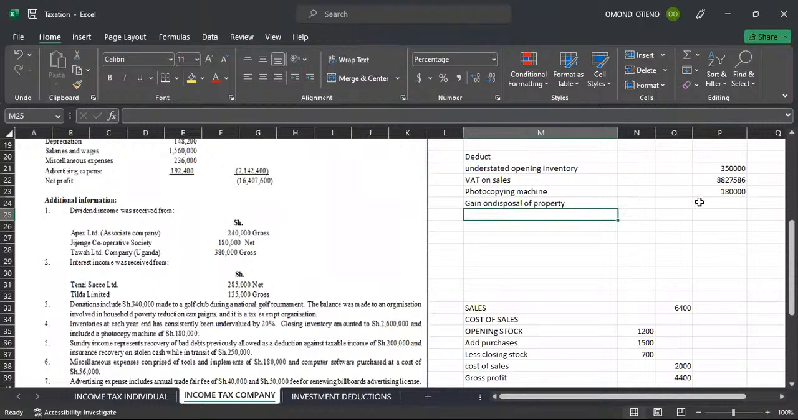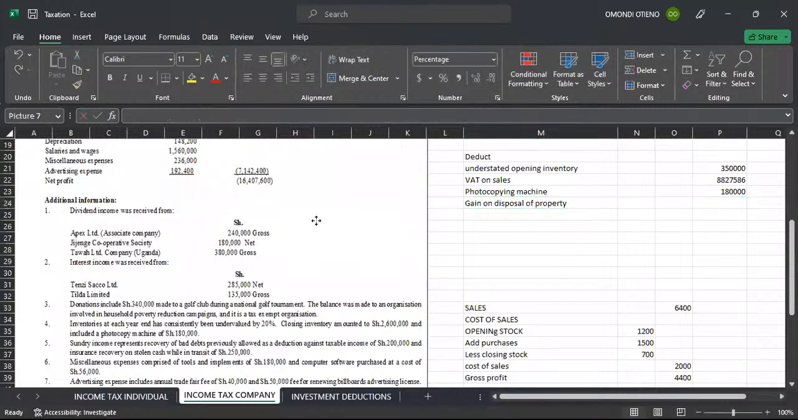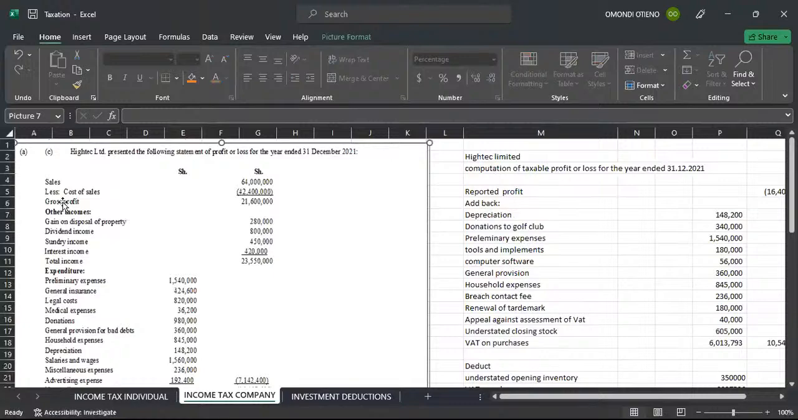Any other thing that is remaining? So again, on disposal of property, we have a value of 280,000.